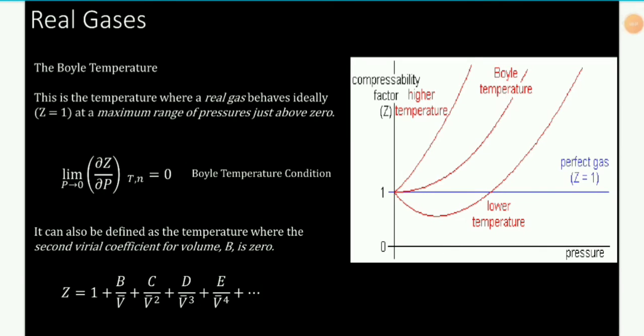So in this video, we'll be discussing another parameter for real gases, which is the Boyle temperature. So ano nga ba ang Boyle temperature? It is the temperature wherein at low values of pressure but not zero, magbe-behave ideally yung iyong real gas, okay?